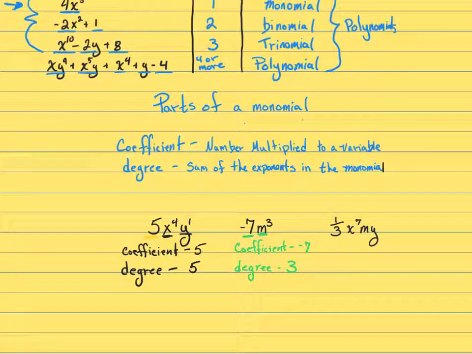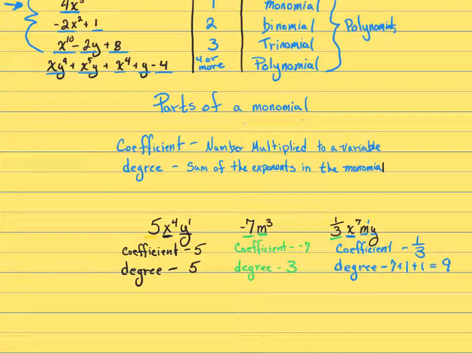Next over here, we're going to have a coefficient of 1/3. And the degree is going to be, if I look here at my x has a 7. m would have a degree of 1. And y would have a degree of 1. So I would have a total degree of 9 for this monomial.